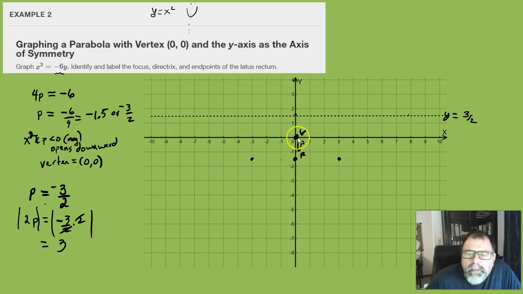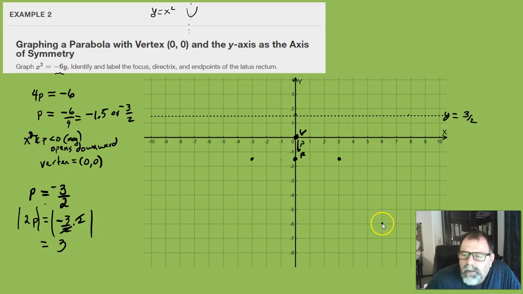Okay, and then I like to do 2 additional points. I'm going to do 4p, 4p is negative 6. And again, I don't care about the sign, because I do the mirror image. So you're going to do plus 6 and minus 6. So 6, and I'm just doing distance. 1, 2, 3, 4, 5, 6.